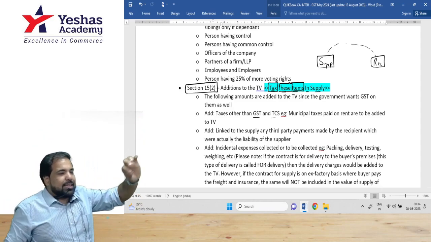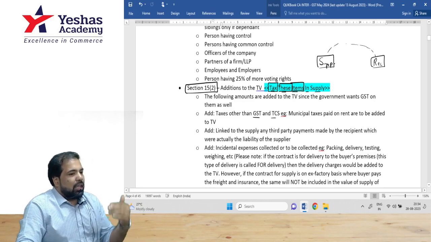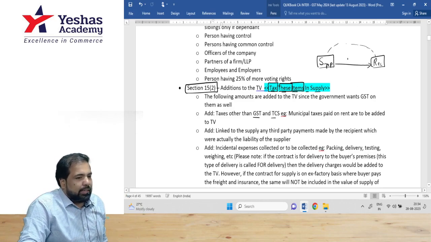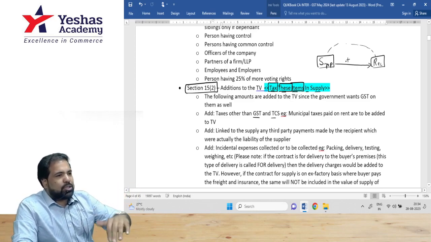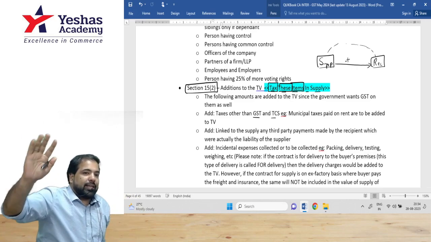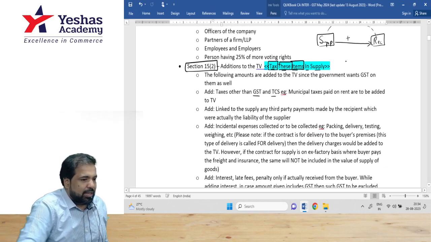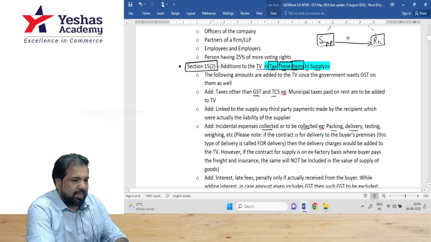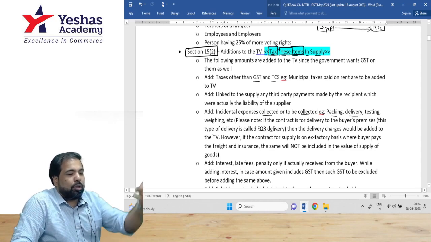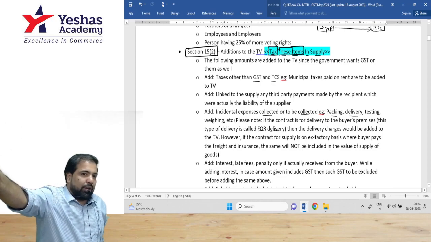No exceptions. Yes, and these incidental charges, if you charge, should be added. What if you don't charge? Don't add, because unless you get some money, the government doesn't want what, guys? GST. So any incidental expenses collected or to be collected. Example, guys, packing, delivery, testing, weighing, etc. And FOR delivery means Amazon. Guys, FOR means do they deliver to your house?